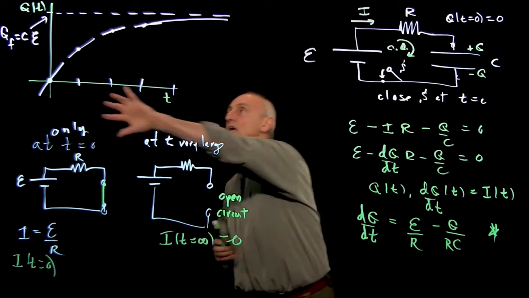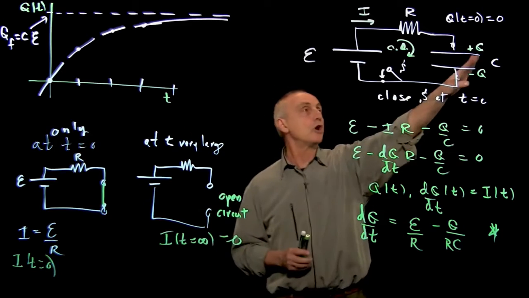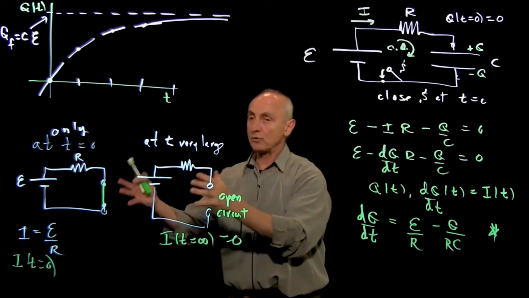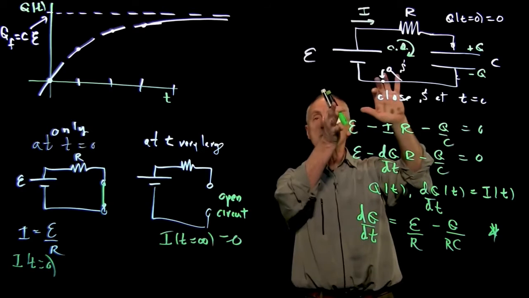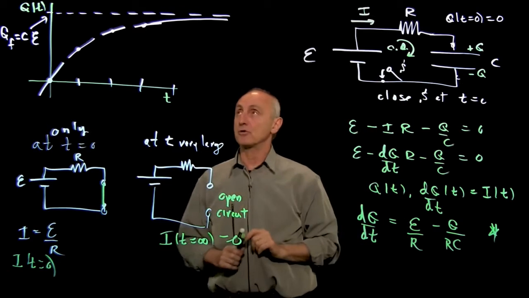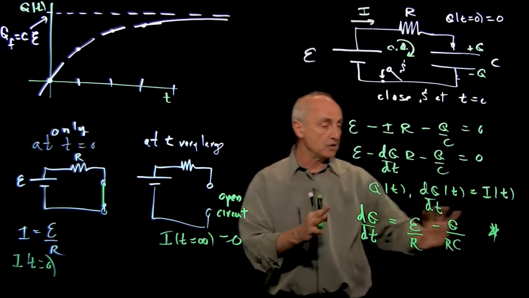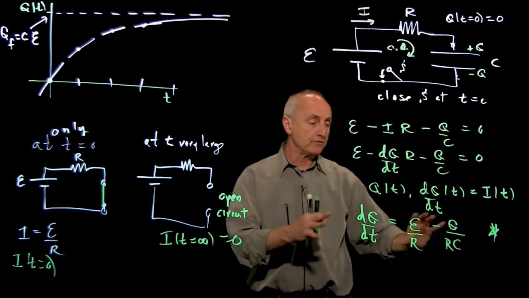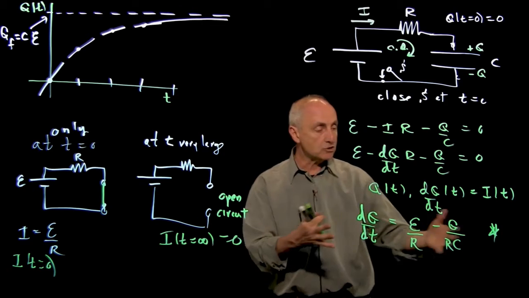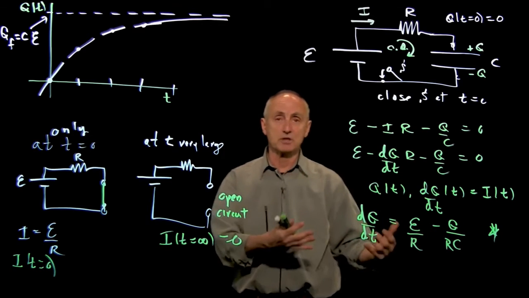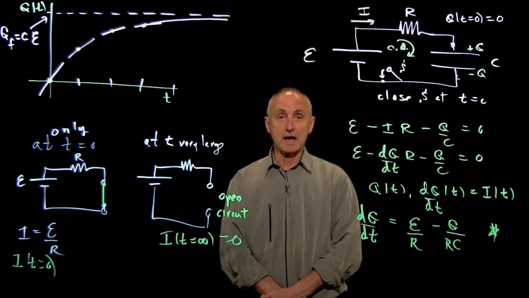So not only have we qualitatively described the current and the charge on the capacitor, but we've also looked at its behavior right when we close the circuit and after a very long time. And that's an important way to think about a differential equation: not just treating them as symbols, but asking physically, what do these quantities actually mean?